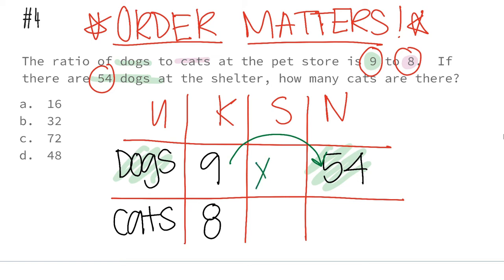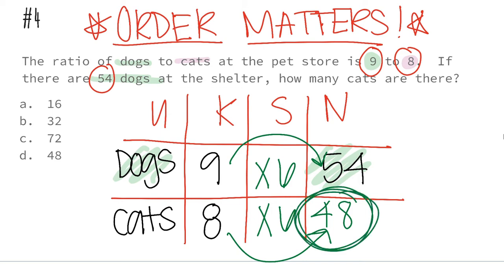I know 9 times 6 is 54. Whatever I do to the top number, guess what? Got to do that to the bottom number. And 6 times 8 is 48. So I know if I have 54 dogs, then I must have 48 cats. So again, this is really not difficult.